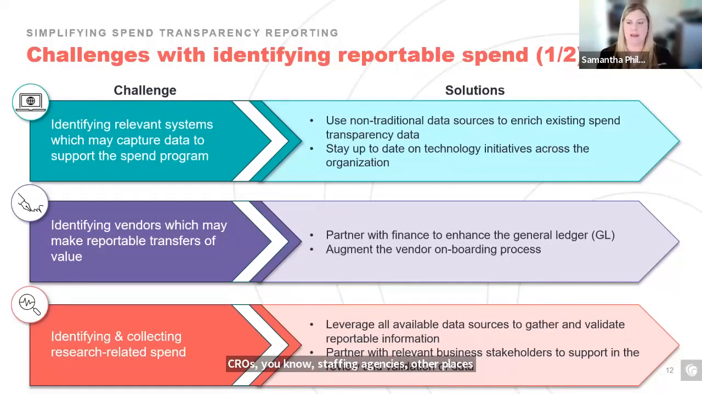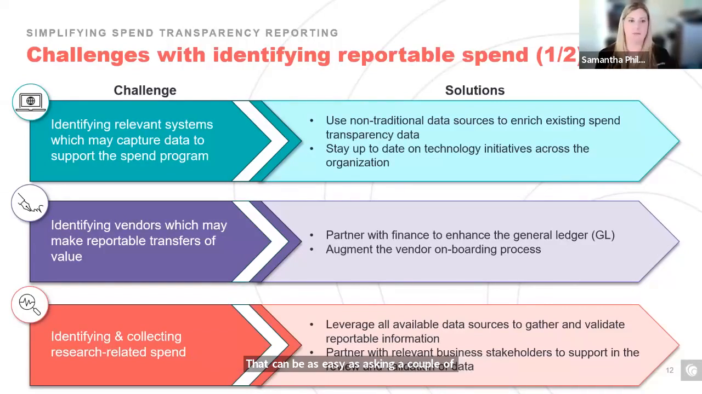We tend to see struggles with indirect vendors, those marketing agencies, CROs, staffing agencies, other places where it may not be as clear and there's still a potential that they're working with or making transfers of value to covered recipients. So to that end, we talk a lot about augmenting the vendor onboarding process. What can you do to embed compliance and spend considerations into vendor onboarding? That can be as easy as asking a couple of yes/no questions in that vendor onboarding form.